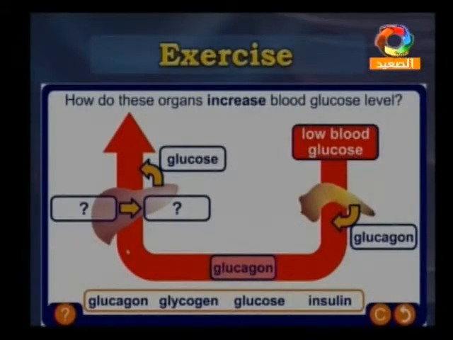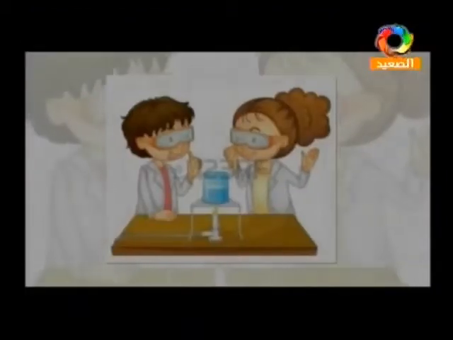So here, this is the hormone produced by the pancreas to reach the liver. Glucagon reaches the liver to change glycogen into glucose sugar. So the glycogen changes into glucose inside the liver, and it moves in the blood like this.